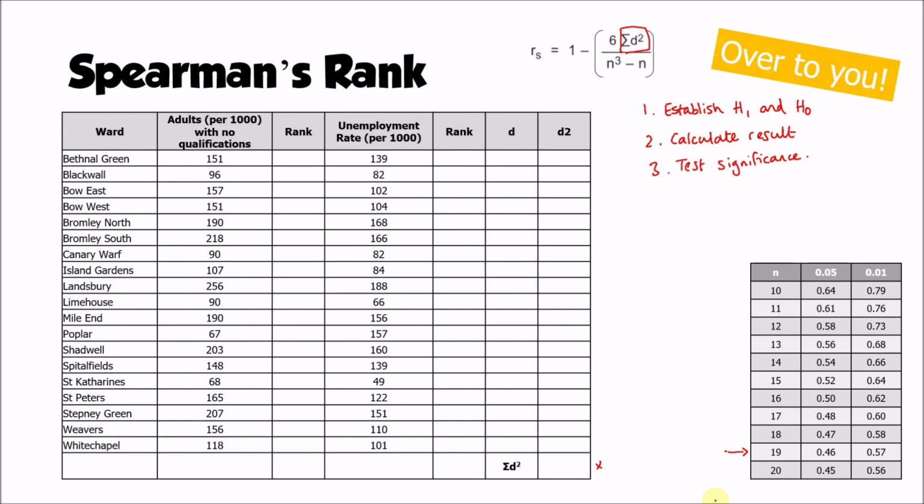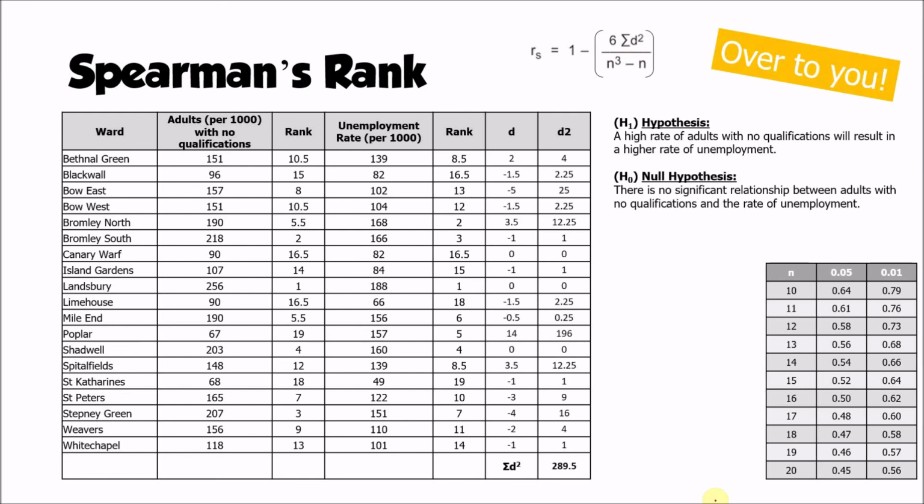Okay, so in terms of your answers to this task, here is the data filled into that table. First thing to check, did you get your sum of d squared to be 289.5? If you didn't, then you'll have done something wrong in terms of the rankings or your calculations of the differences and the differences squared. So just double check. If you got that answer, great. If you didn't, just have a look at where you went wrong with your rankings.